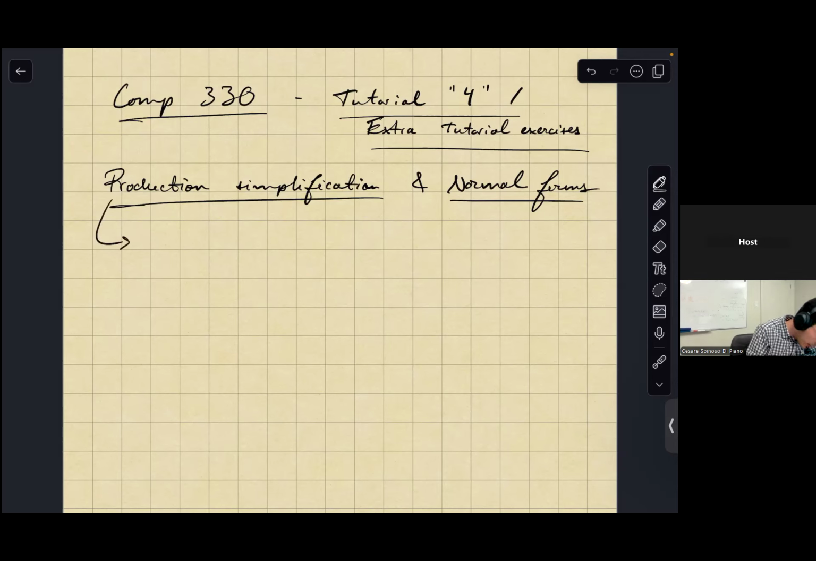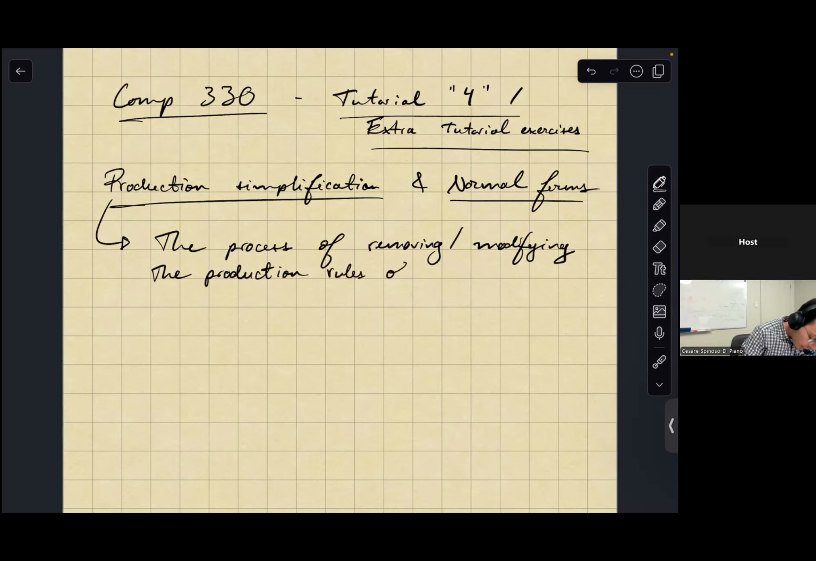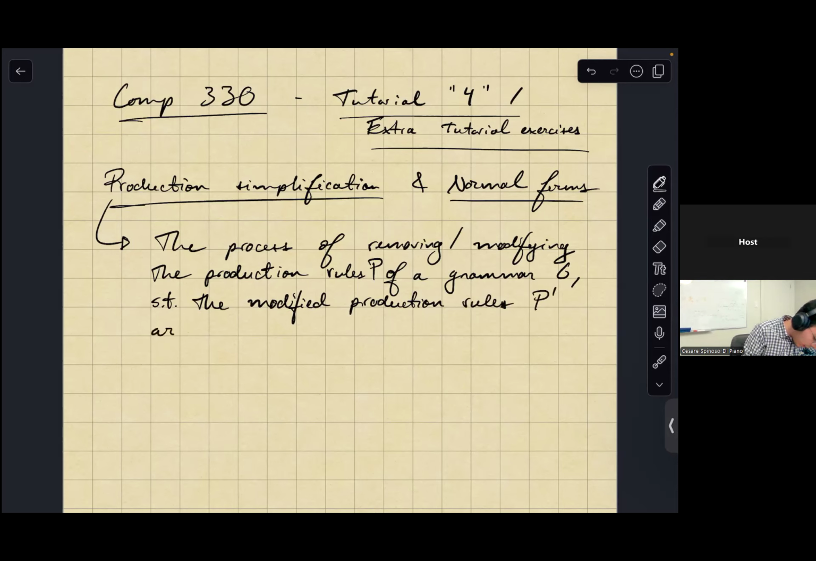If I were to define both of these things at a high level, I would say that production simplification is just the process of removing or modifying the production rules of a grammar G. Let's call the production rules P of a grammar G, such that the modified production rules P prime are in some, and I'll use this quote, simplified form.